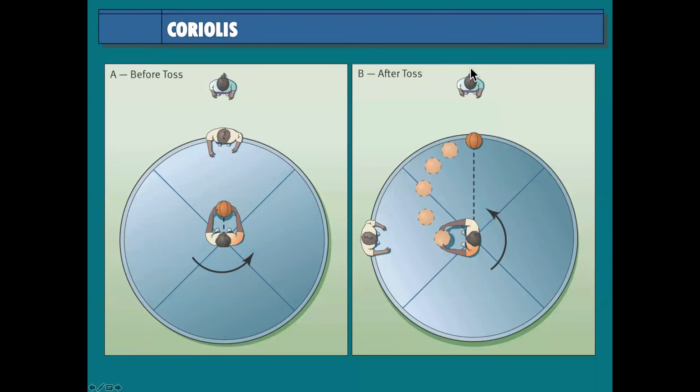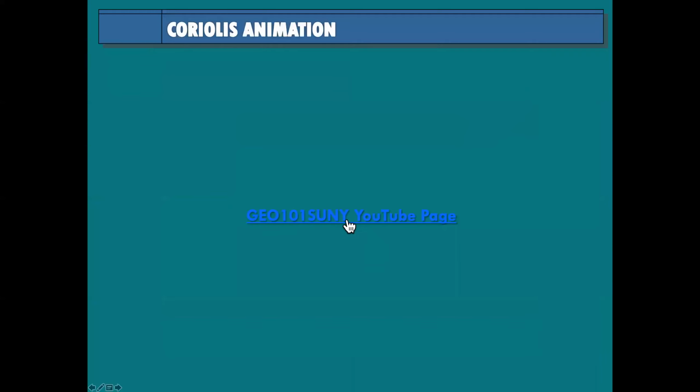There's a couple of examples in the book that show you sort of like a merry-go-round example. And on the YouTube page, there are several animations that I think do a really, really good job. So I really want you to go here. They're like 3 to 4 minutes long, and they do a very good job explaining Coriolis, like why do storms spin the way they do.